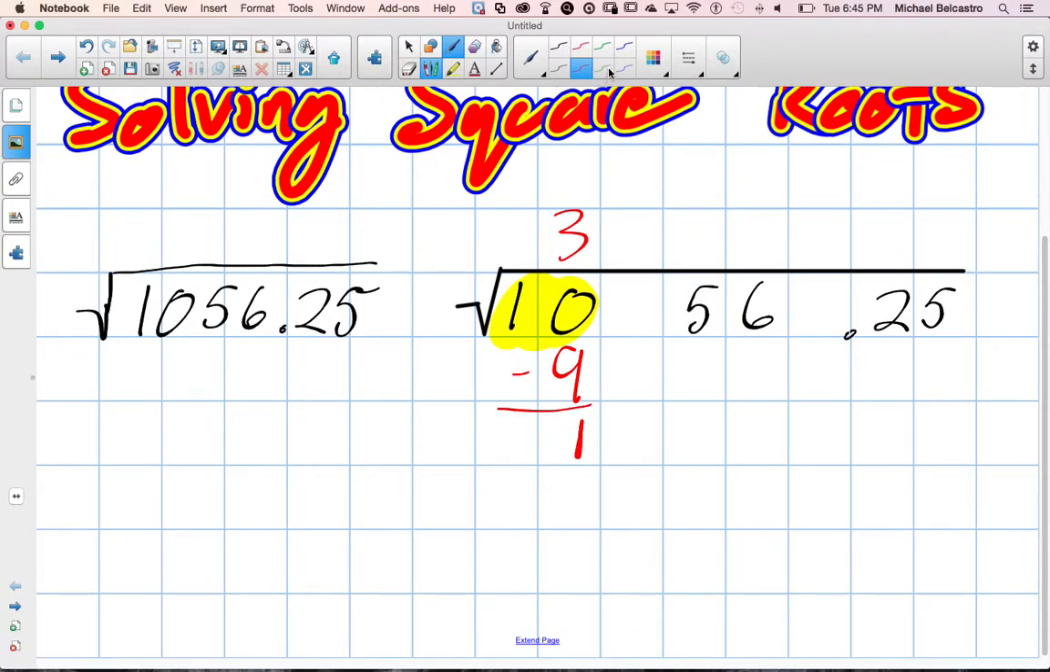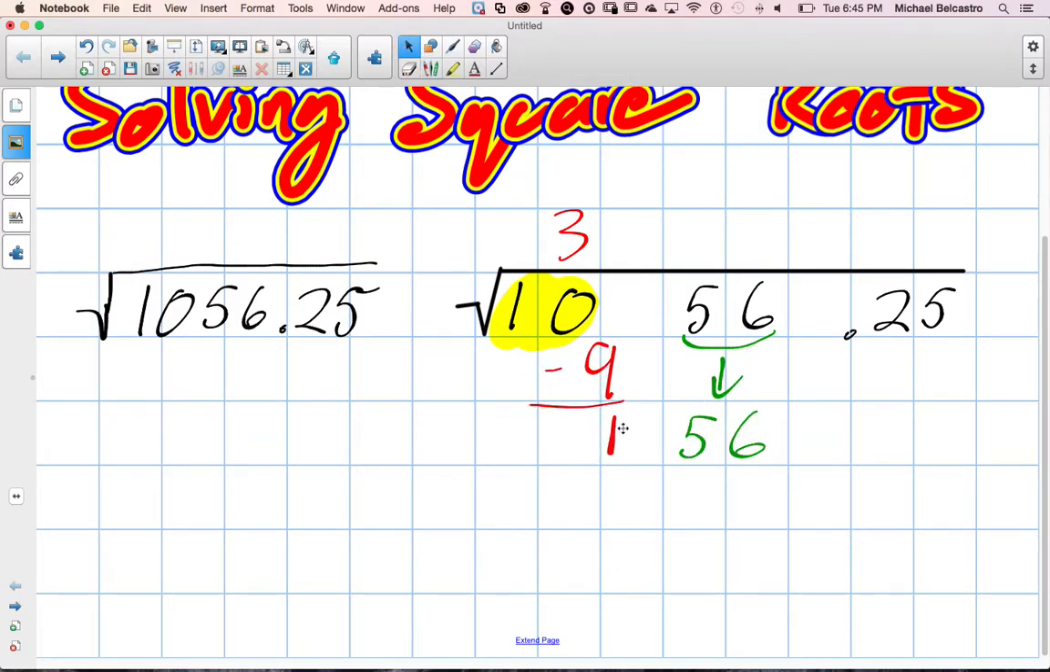Now, we're going to bring down the next pair of numbers. In long division, we usually bring 1 digit at a time. We're going to bring down 2 digits. So we bring down the 5 and the 6, and I'm just going to move this 1 over a little closer. Okay, hopefully that still makes sense. So it's 156.